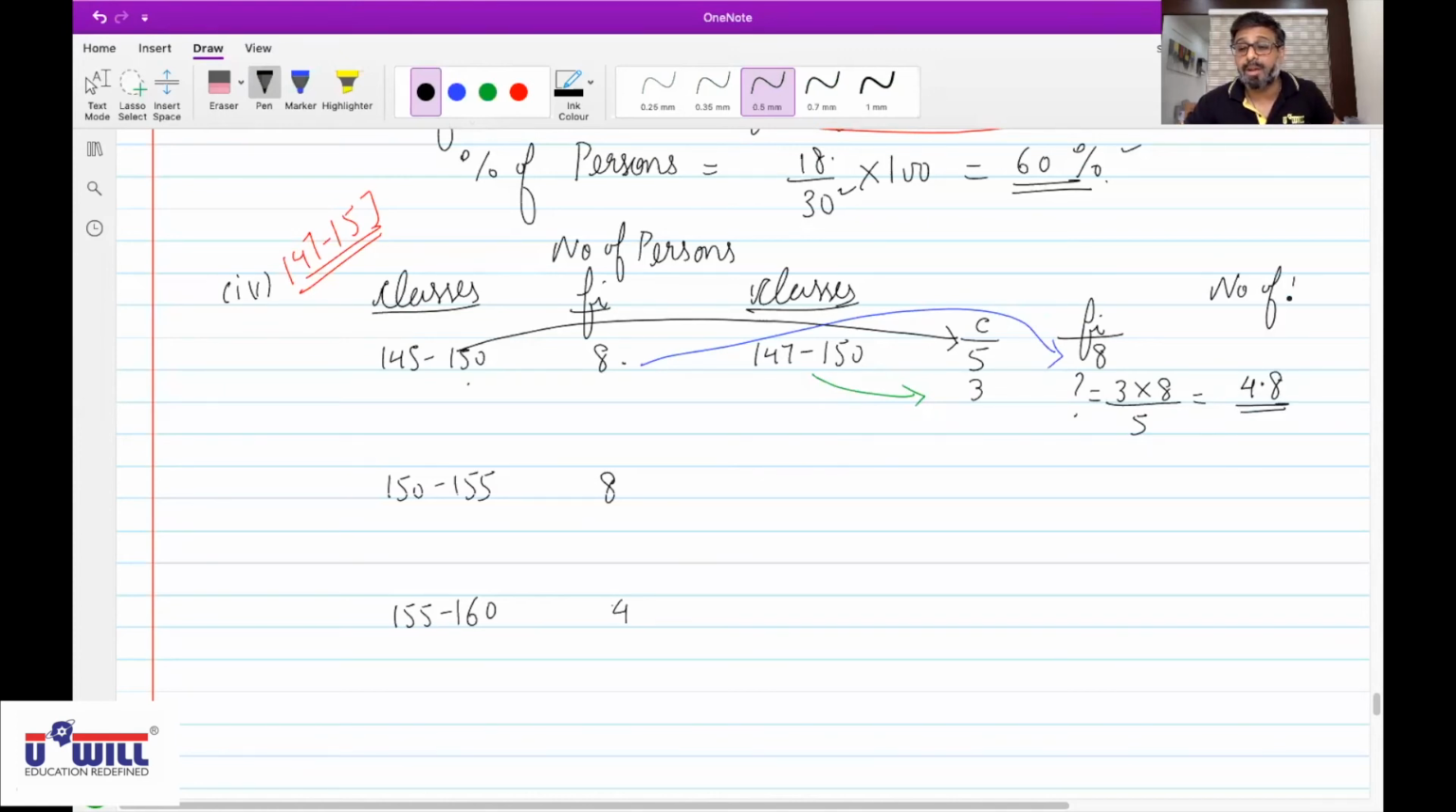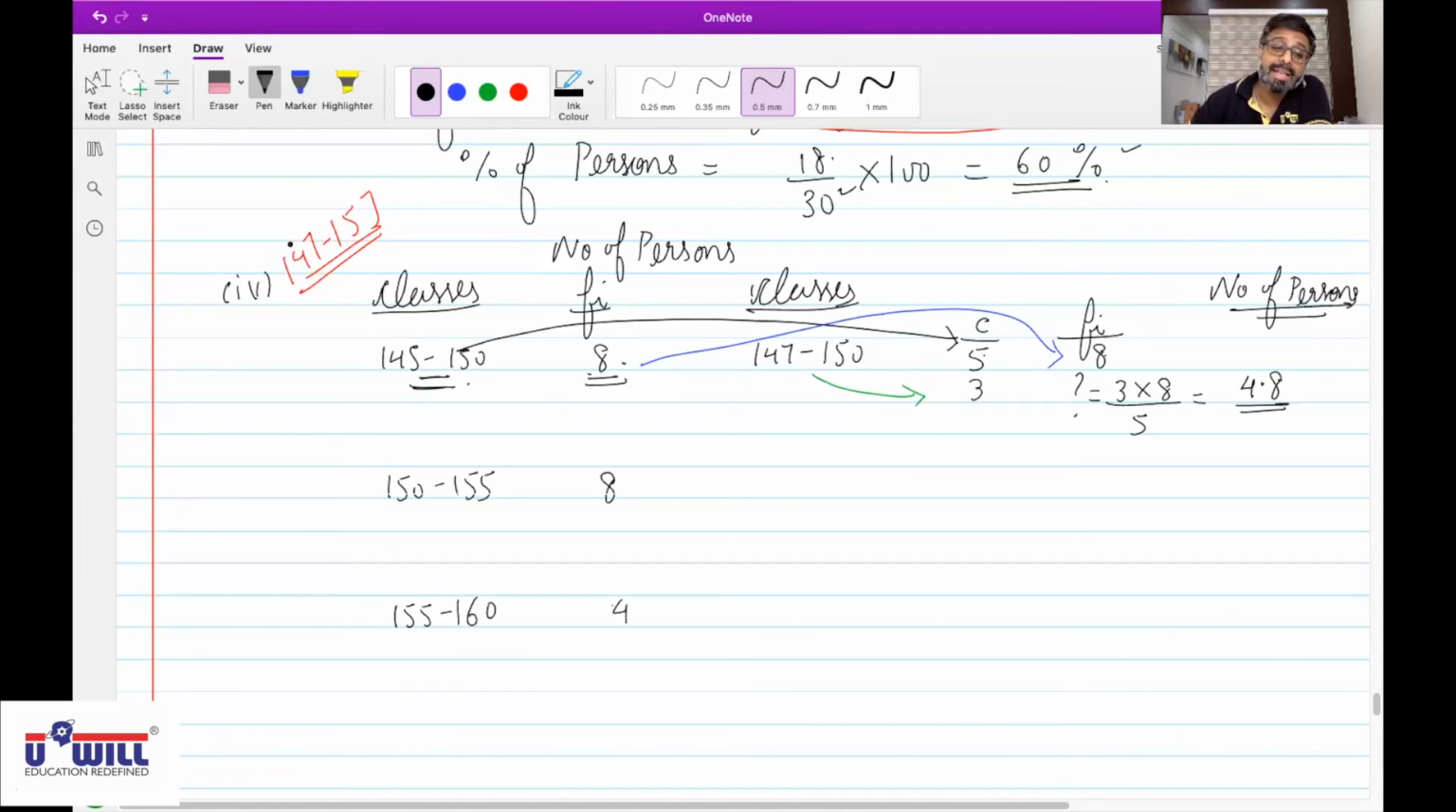Final answer we will round off. I repeat it again, it's a very important point. Be attentive, everyone. Between 145 to 150, when the class length is 5, there are 8 persons belonging to that class.